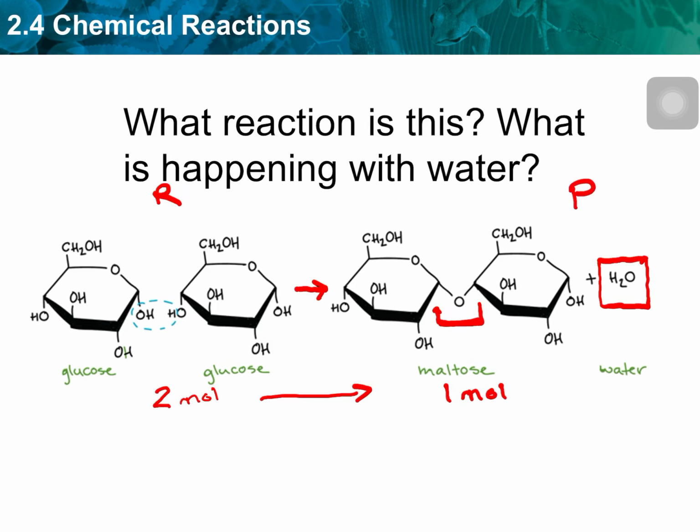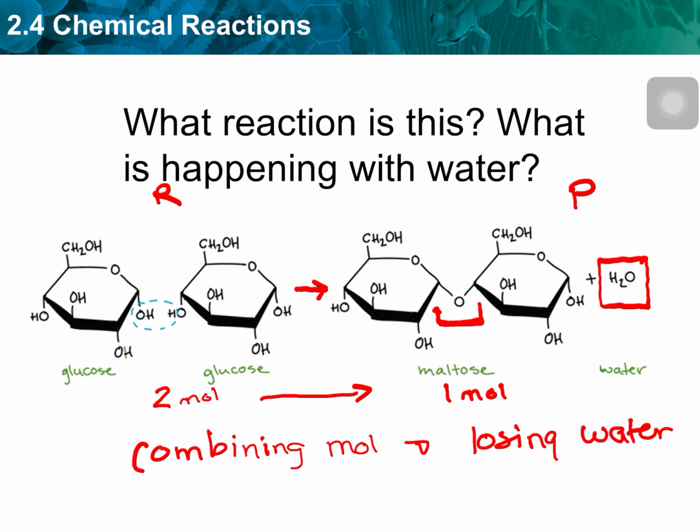So if I am combining molecules and losing water, what is this? If you guessed dehydration synthesis, you are correct. Dehydration, losing water. Synthesis, I'm taking 2 molecules, I'm combining them to form 1.